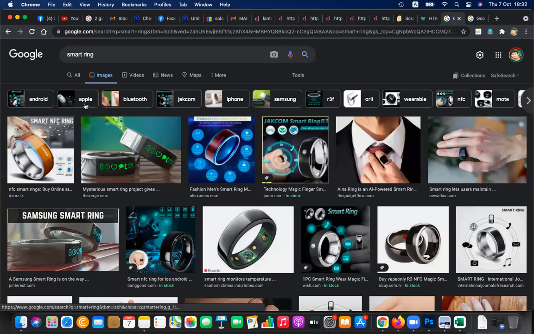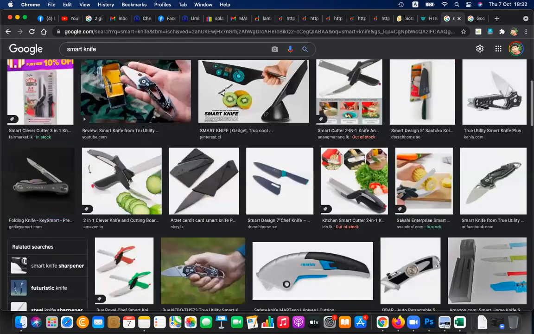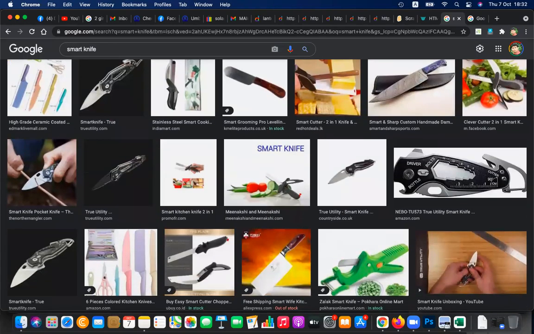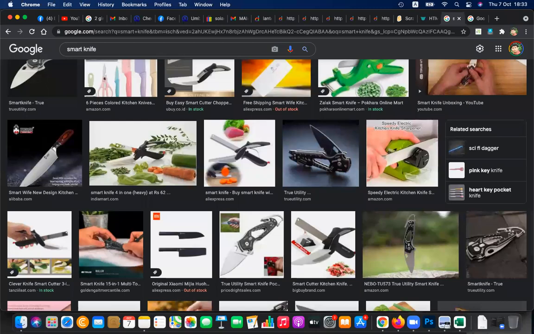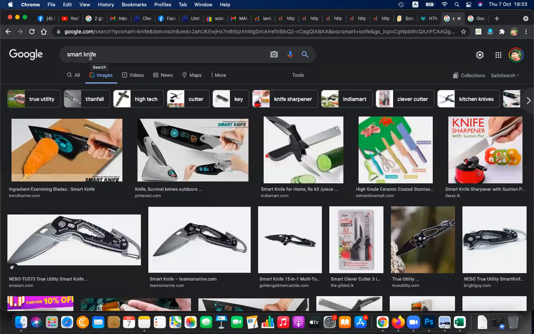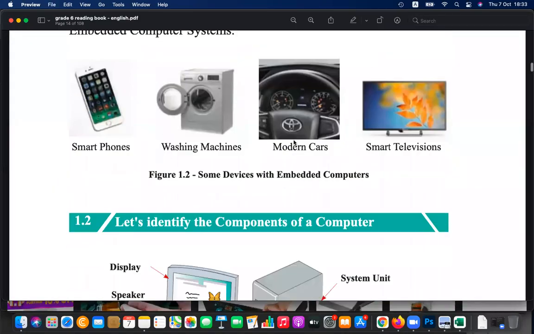The smart kitchen appliances, the smart knife, I think. So all these things are there in the market. Different components. Smart cutter, smart knife, smart scissors, maybe. Nowadays, most of the gadgets have this smartness, embedded computers. Okay. Let's move back to the book.